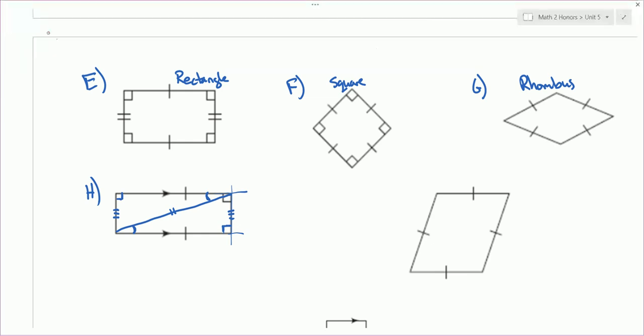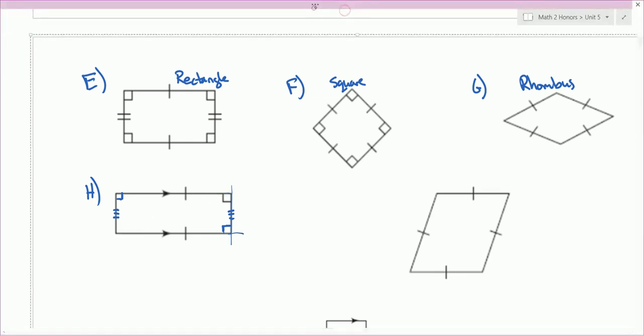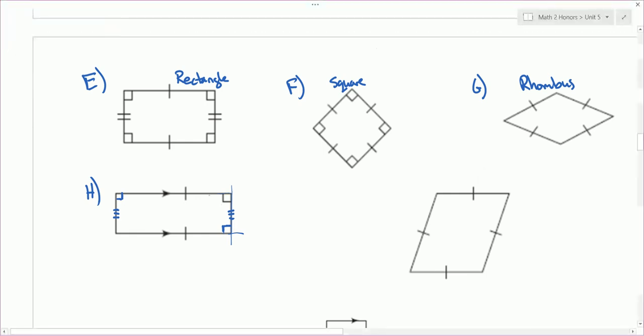And then if I erase the diagonal, I can argue, again, because the top left is 90 degrees, the bottom left has to be 90 degrees because same side interior add up to 180. So we now have a rectangle. A little bit of work to get that one. Next one is a rhombus.